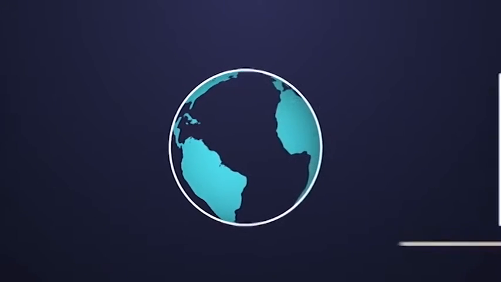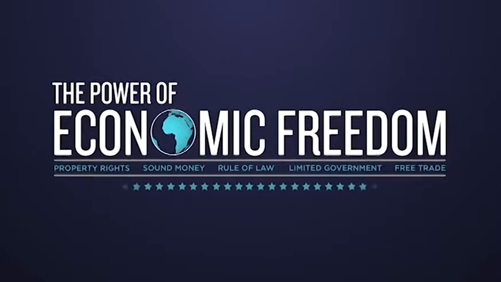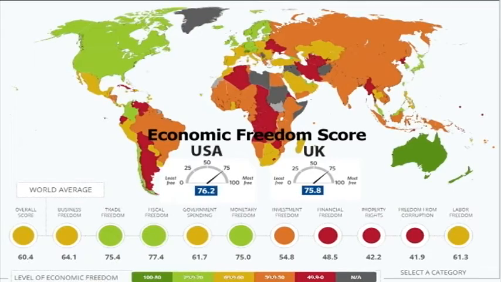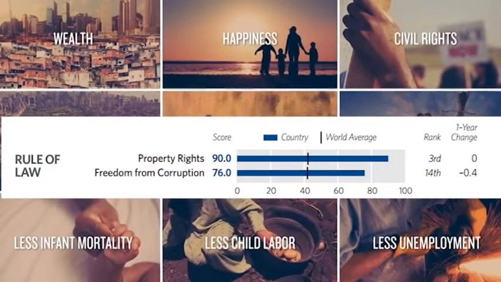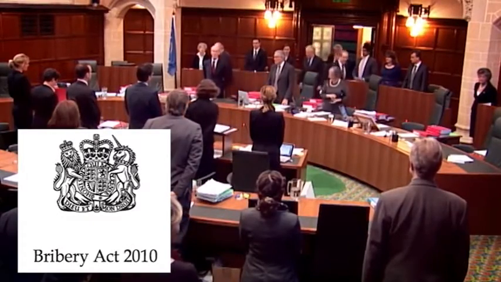Investors must be aware of UK anti-corruption law. On the Heritage Foundation's Economic Freedoms Index, the UK received a score of 76 for freedom from corruption. In 2010, the UK Bribery Act was passed.